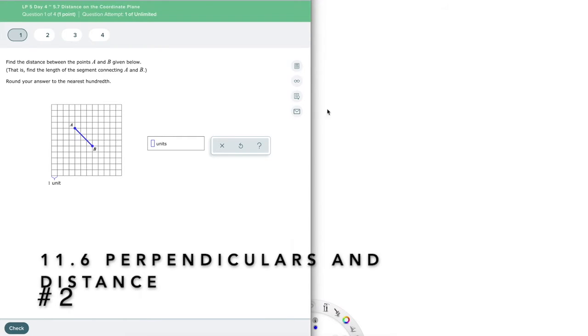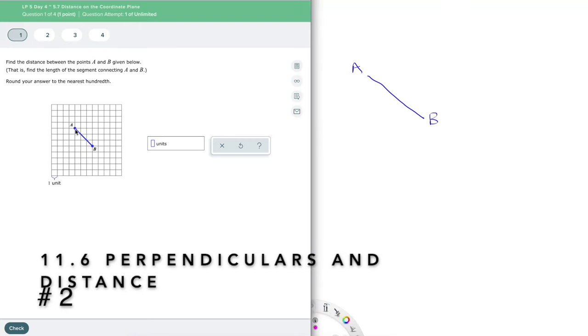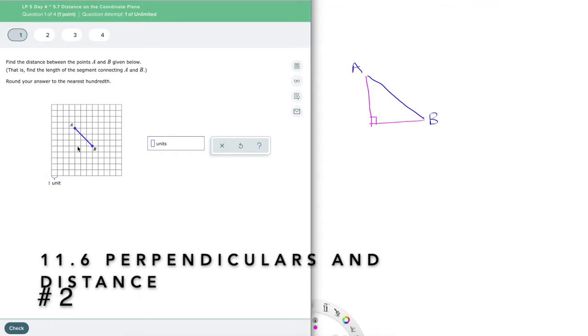So with this one, I'm going to draw A, B like this. I don't have the grid, but we'll use the grid on the other screen here. What we're going to do is connect this into a triangle. I'm going to draw a line straight down and then a line straight over like that. And that should create a 90-degree angle because it's on this nice grid where they intersect.